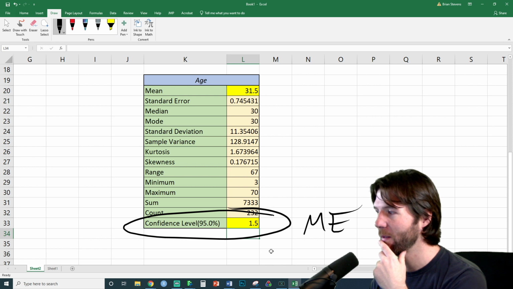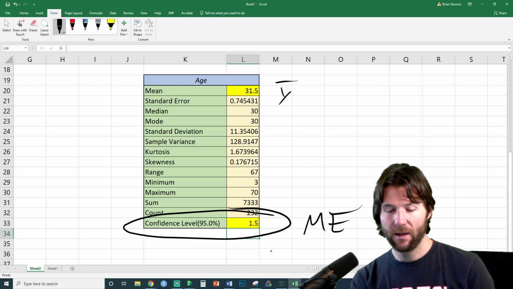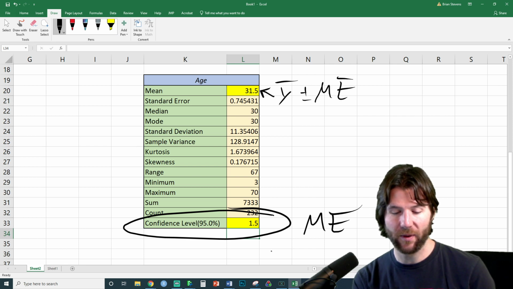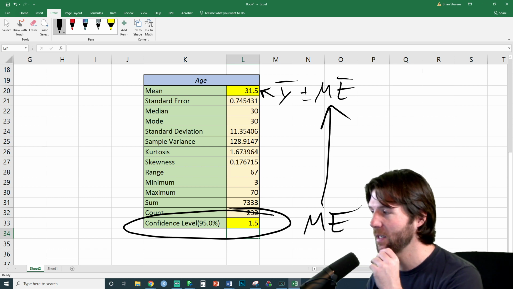What would it be? Can anyone construct, using this sample mean right here and this margin of error down there? Because this is the sample mean right here. That is the sample mean, and that is the margin of error. Who knows what the confidence interval would be, constructing it?